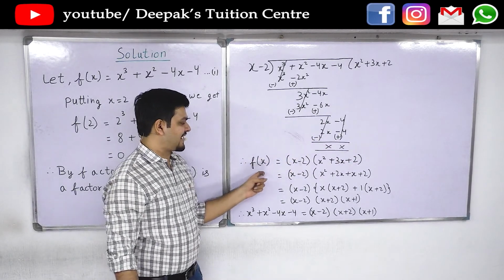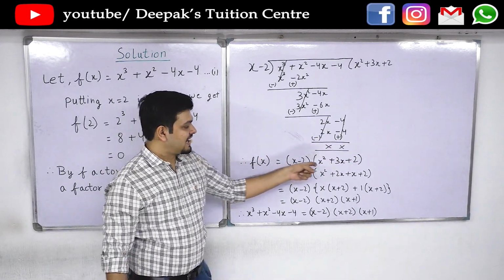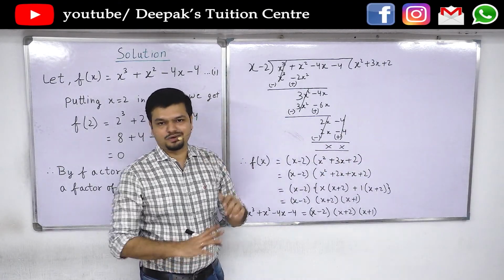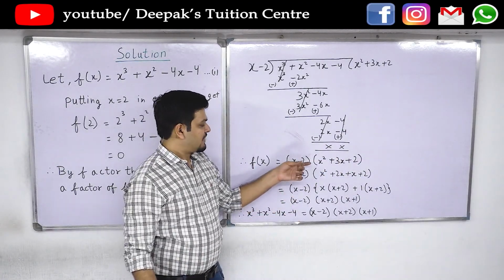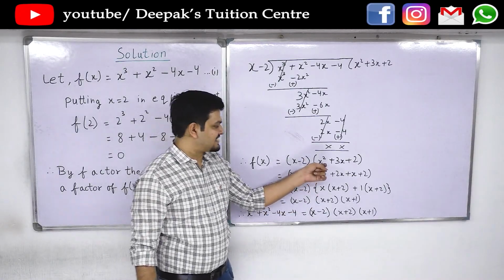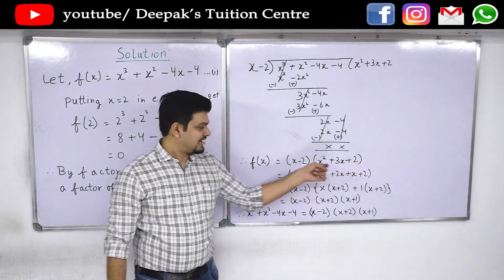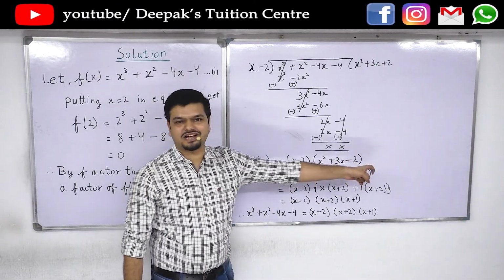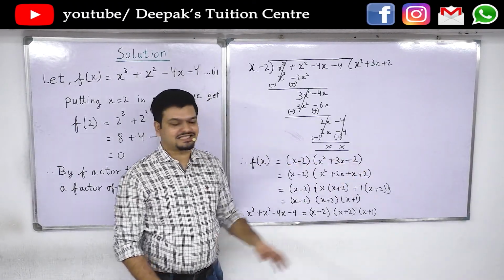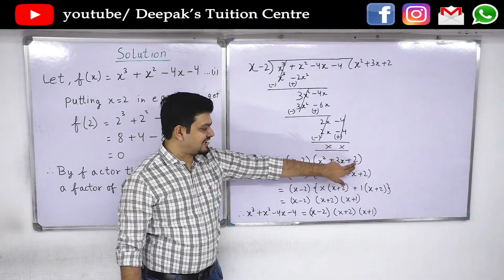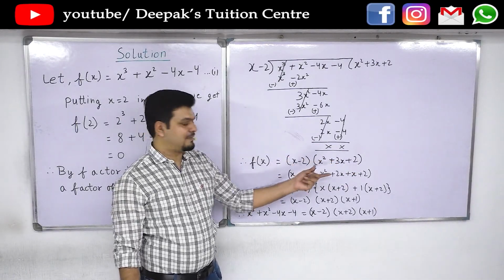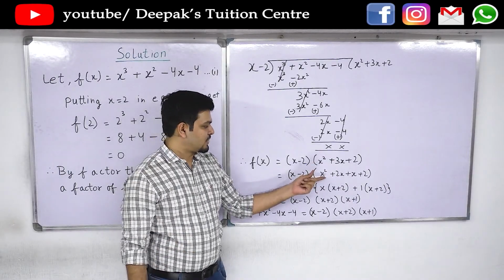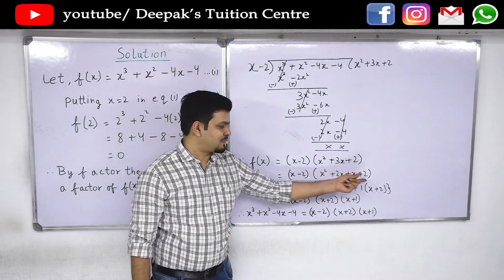The dividend is f(x) equals divisor into quotient plus remainder, and remainder is 0. So you do not have to write it. So we keep the x minus 2 and we simply middle term factorize the second part, that is x square plus 3x plus 2. To middle term factorize it, we need the factors of 2 such that adding them gives us 3. 2 and 1. There are only 2 factors of 2. So x square plus 2x plus x plus 2.